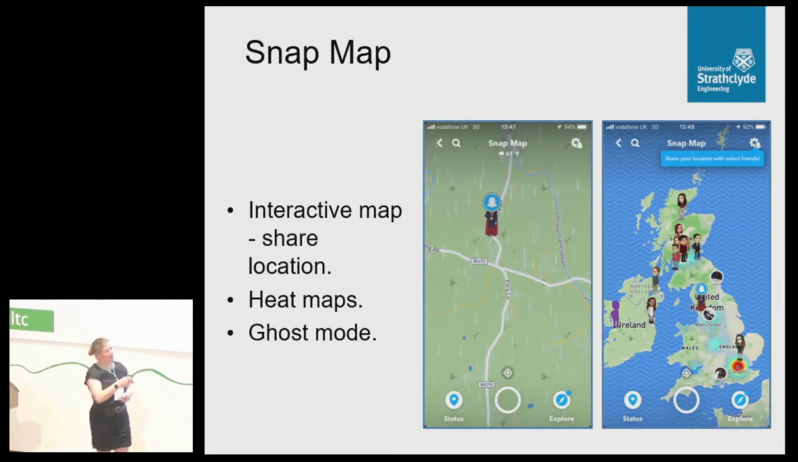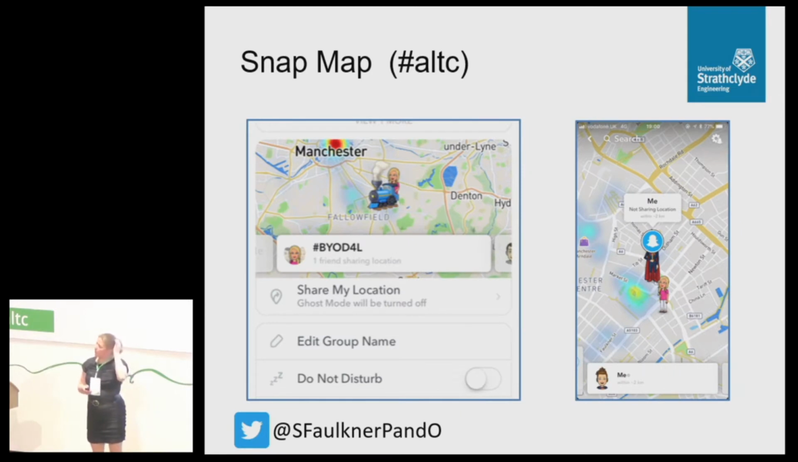But you can see me here, I'm in ghost mode, so the only person that can see me on the Snap map is me. That's me travelling to Alt last year in Manchester. The heat maps indicate where there's a high activity of Snapchat users. So you can be on ghost mode. That's something to be aware of.